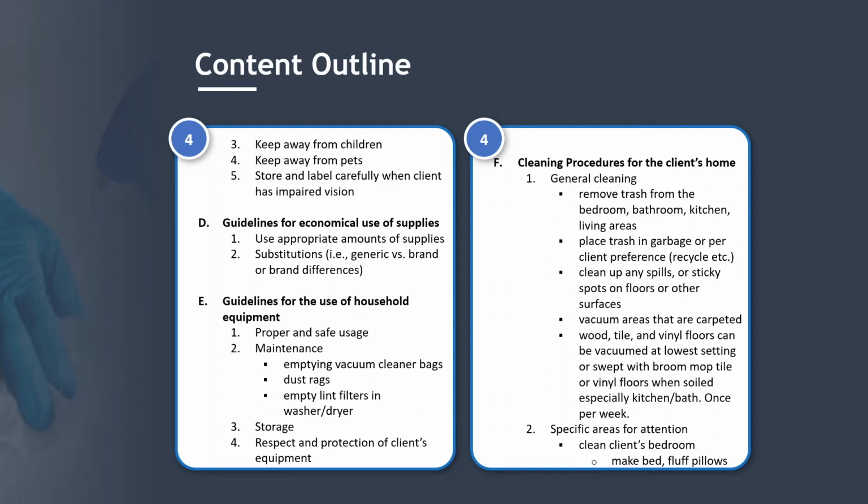F. Cleaning procedures for the client's home. General cleaning. Remove the trash from the bedroom, bathroom, kitchen, and living areas. Place trash in garbage or per client preference, recycling, etc. Clean up any spills or sticky spots on floors or other surfaces. Vacuum areas that are carpeted. Wood, tile, and vinyl floors can be vacuumed at the lowest setting or swept with a broom. Mop tile or vinyl floors when soiled, especially in the kitchen or bath, once per week.